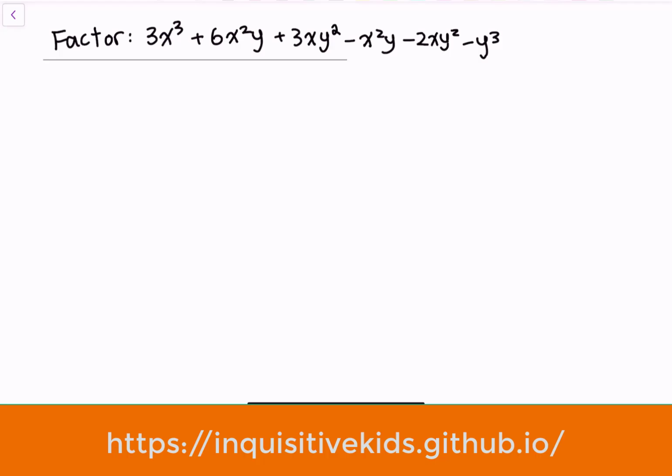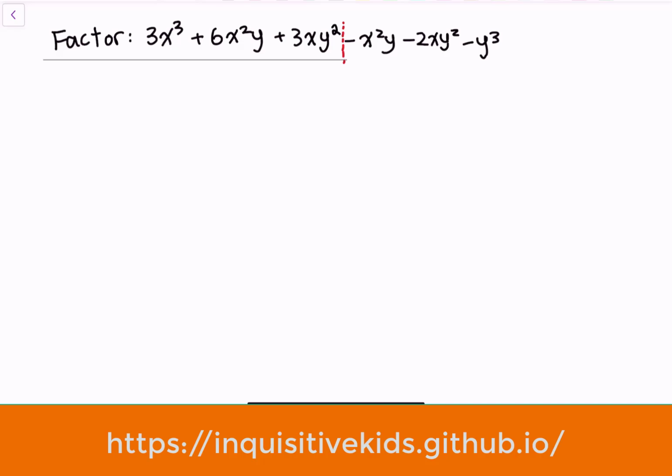Let's observe this polynomial. We see that it has 6 terms, but we can break it down into smaller sections and maybe find some similarities from each section. So let's break this polynomial down the middle.